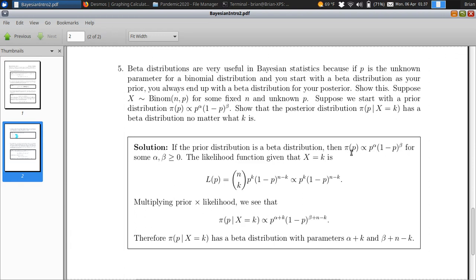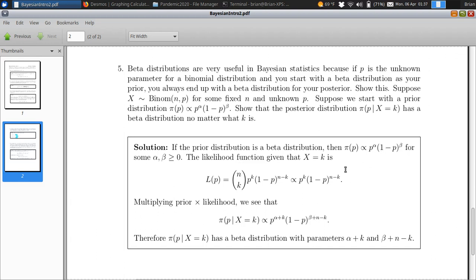It's saying that the prior distribution is some constant, which doesn't really matter, times p to the alpha and 1 minus p to the beta. And then we're going to multiply the prior times this likelihood function. And again, notice I've written the likelihood function as being proportional to this, because again, the constant, the n choose k in front, really doesn't matter, right? You only care about what it's proportional to. So this is what matters.